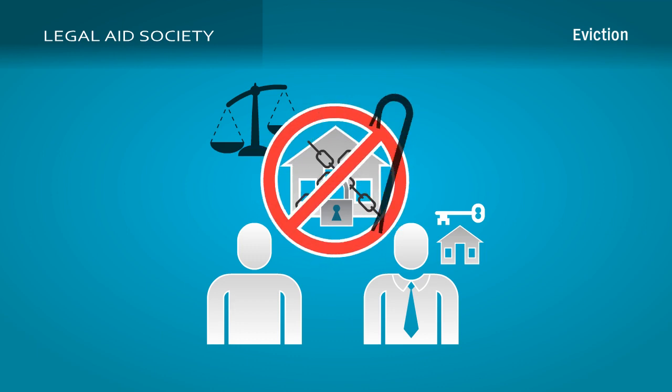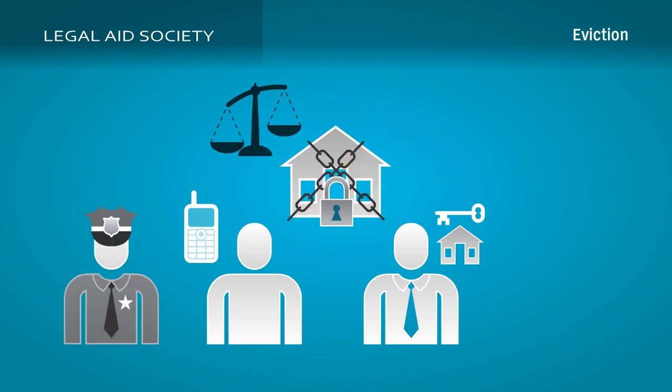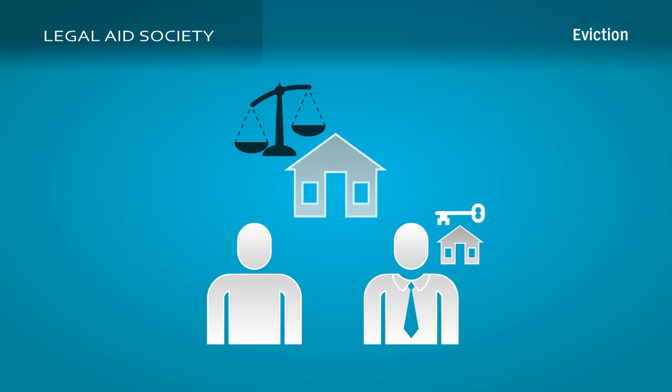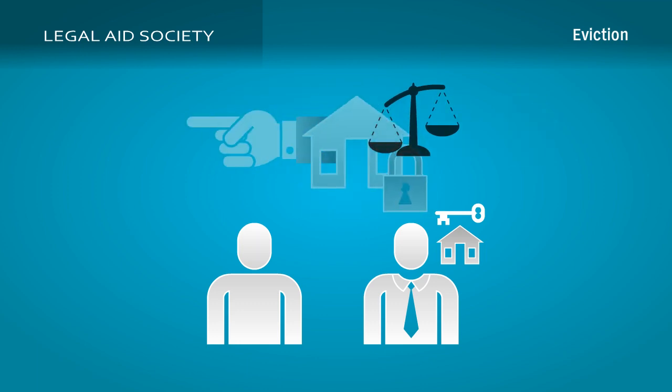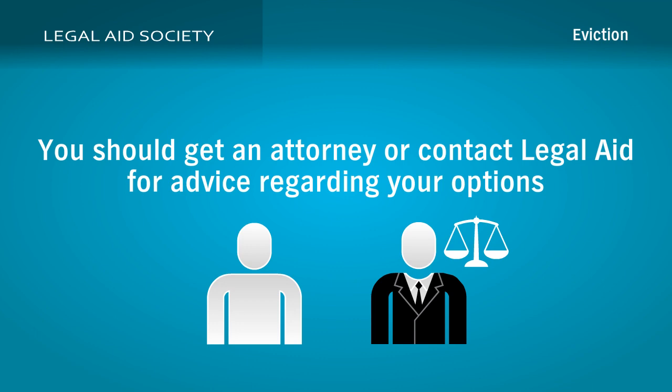You should not try breaking into the residence because that could cause damage to the landlord's property, which you would be responsible for. Instead, you should call the police immediately, and they can require the landlord to allow you into your residence. A landlord might also try to evict you by disconnecting essential services such as water, gas, or electric. If any of these illegal evictions occur, you might be able to sue the landlord, but it might be best just to move out. You should get an attorney or contact legal aid for advice regarding your options.